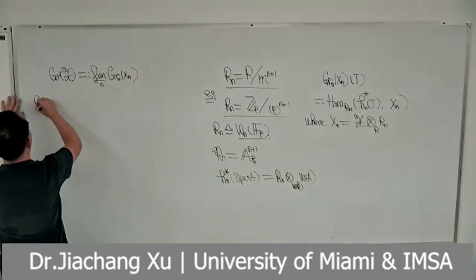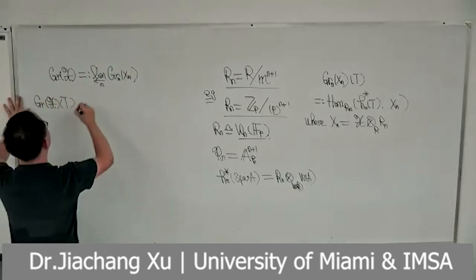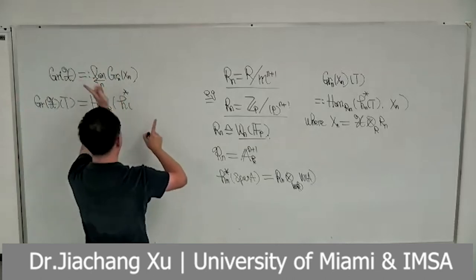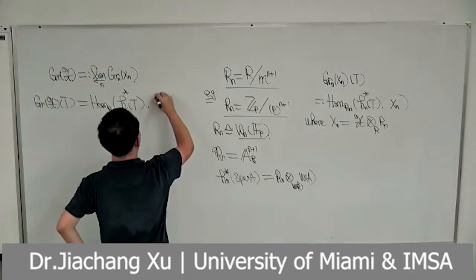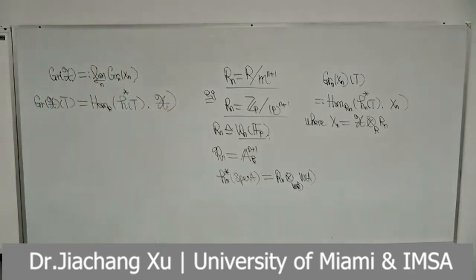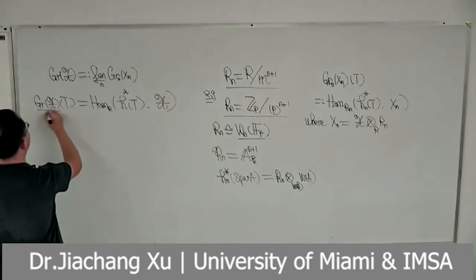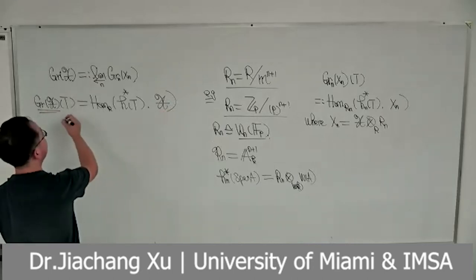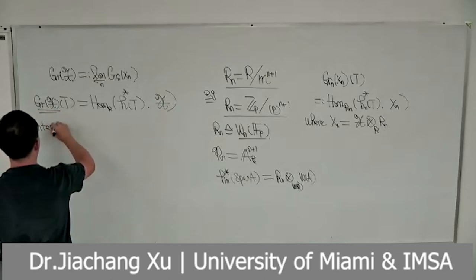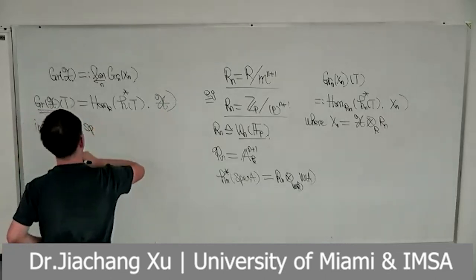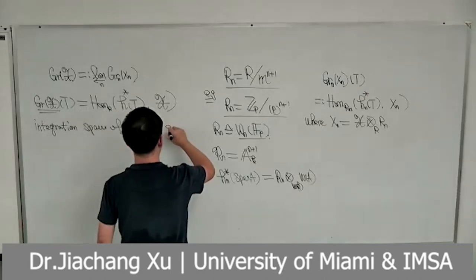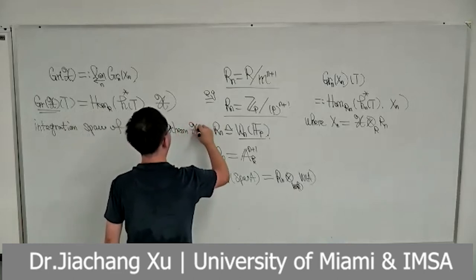And this is also a functor parameterizing any T as Hom over R, from H star of T to X. So this is the projective limit of functors with the curve X, which is over the formal scheme of a complete ring. So this is our integration space, the integration space of the formal scheme X over R.